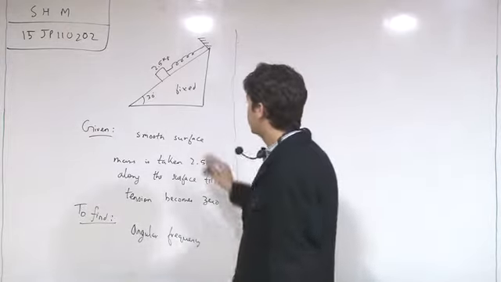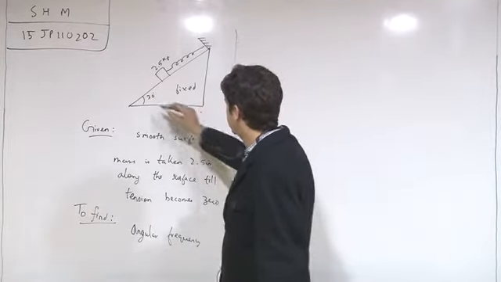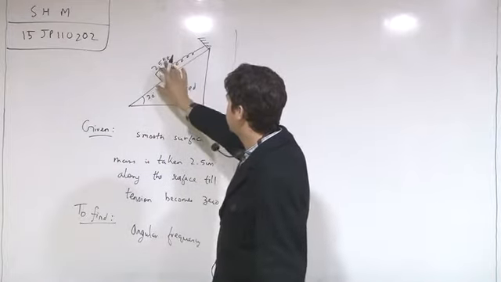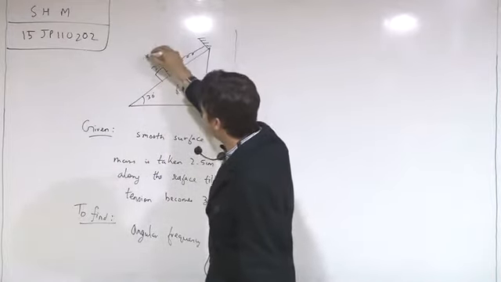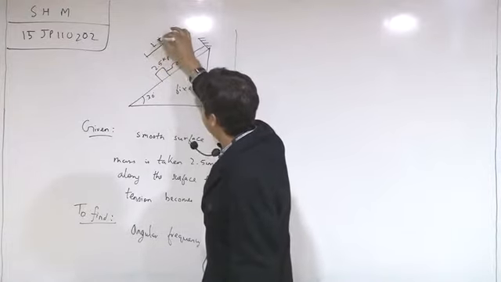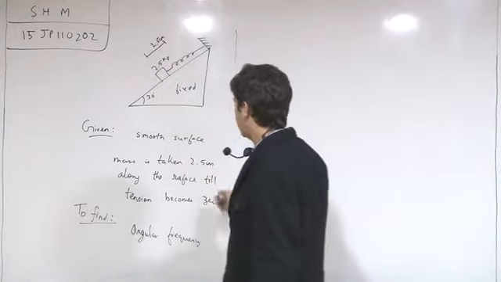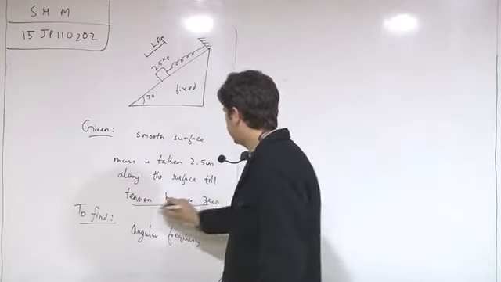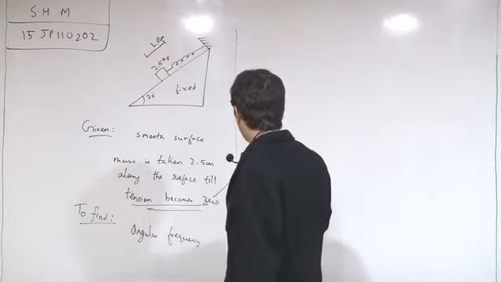So what is given in this question? There is a fixed inclined plane, the surface is smooth, and this mass of 2.5 kg is taken up the inclined plane by 2.5 centimeter, and it is given that it is taken till the tension becomes zero. So when will the tension become zero? We know that the tension becomes zero at natural length.